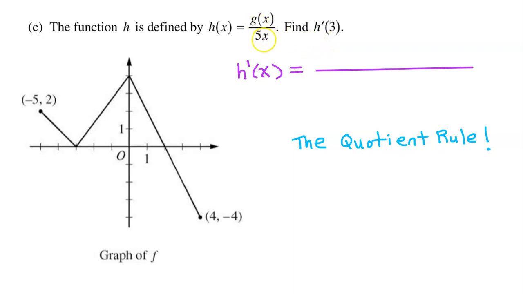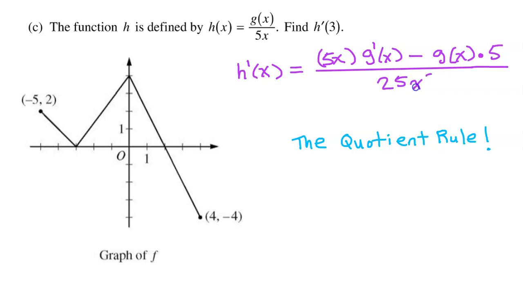Low d high. Low means write down 5x. D high means the derivative of the top. So that's going to be g prime of x. So that's low d high less high d low. High means just write down the top. And then d low means the derivative of the bottom. So that's 5. So right now we have low d high less high d low. Draw the line, and down below, the bottom squared will go. The bottom squared is just 25x squared.